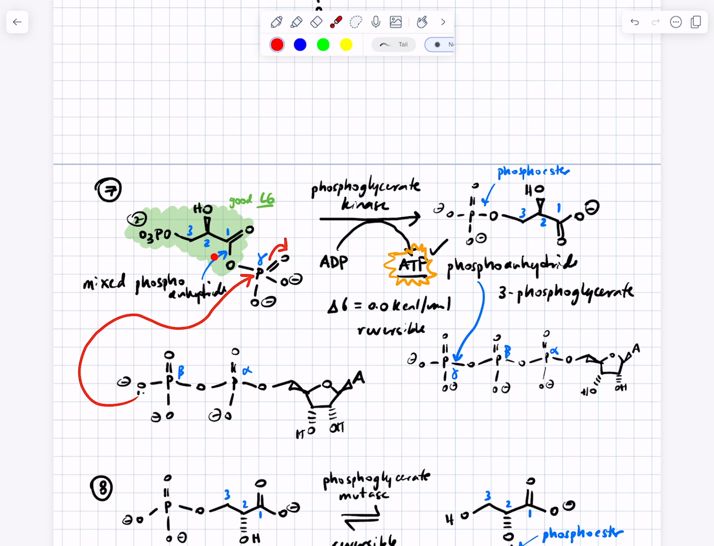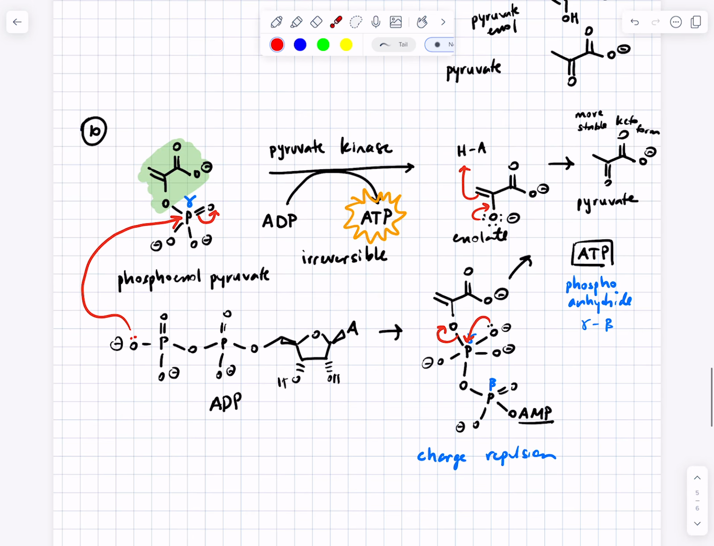You start with a mixed phosphoanhydride here in 1,3-bisphosphoglycerate. You make a new, similar in stability phosphoanhydride in ATP. The reason it's irreversible for step 10, in some ways it seems counterintuitive because this is a phosphoester. That's the bond you're breaking. The bond you're forming is a phosphoanhydride. That should be uphill in energy. The things that pay for it and make it so downhill in energy are what we talked about, the relief of charge-charge repulsion and the enol to keto tautomerization.